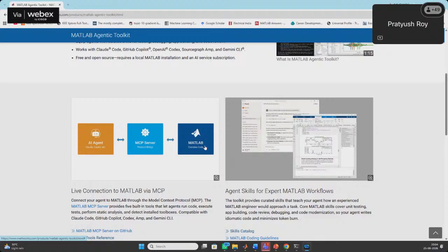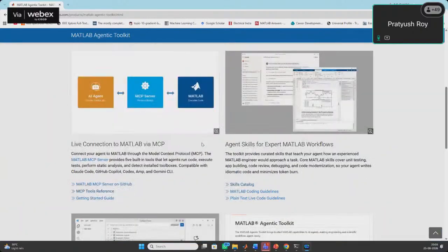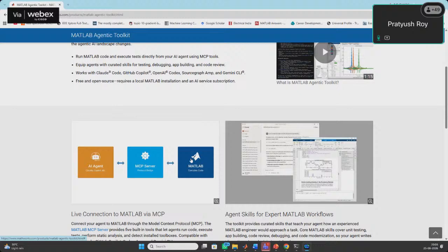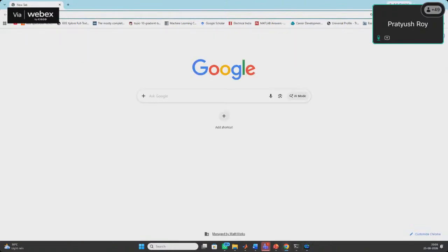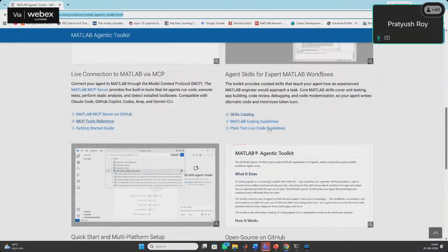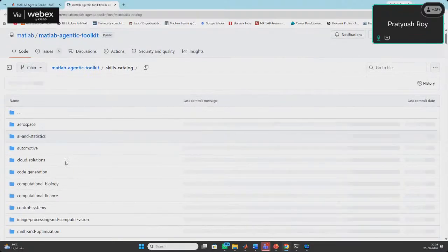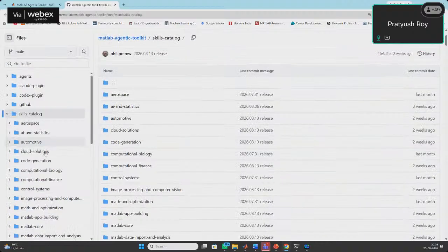Now, what we are offering here is skills, which is like recipes for better execution of code. Okay, so if you have access to MATLAB skills, you can automatically allow the agent to write code for you. In terms of optimization, also there is a lot that we have. So I'll show you in terms of skills that we have. We have skills around math and optimization.